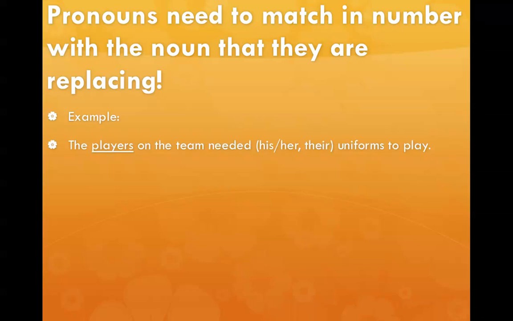So let's look at an example. The players on the team needed his or her or their uniforms to play. We know that players is the noun, so we need to choose a pronoun that matches players in number. Players has an S, so it's plural, so we know that we need the plural pronoun. The correct answer would then be: the players on the team needed their uniforms to play. I know that little check is a math symbol, but it's the closest thing to a check mark that I could find.